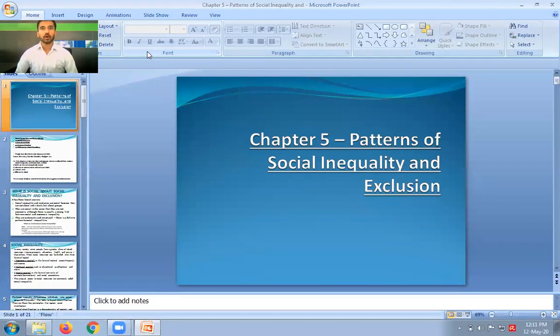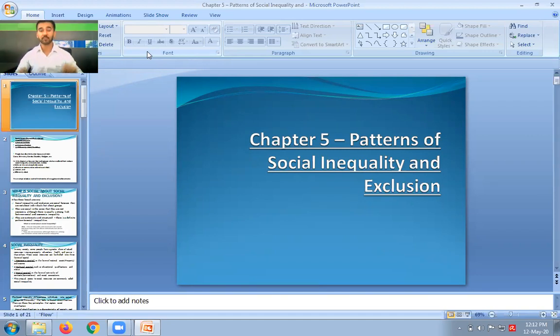Now, we all know that there is inequality in our society, and that is what social inequality is all about. And not only is inequality there, but exclusion is also there, right? Certain sections of the society are excluded. So that's what gives rise to social inequality, and actually gives rise to the exclusion of certain sections of the society.